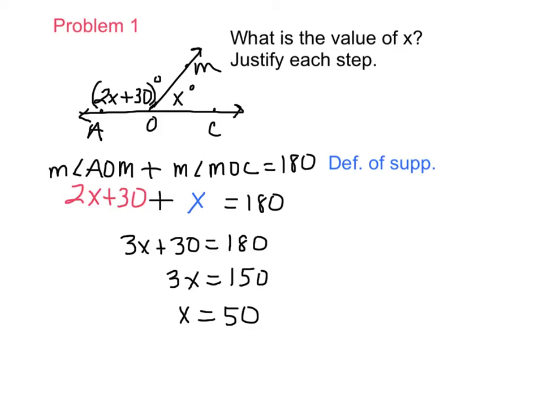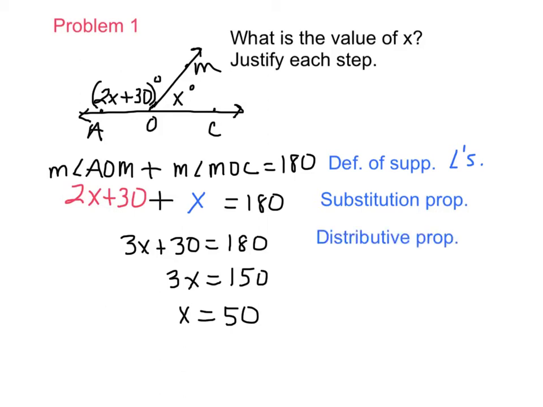So the first thing is that we know by the definition of supplementary angles that we can set up our equation. Now notice I am completely abbreviating, which is fine. You'll notice a lot when you do proofs that you can abbreviate a lot of your reasons. So the definition of supplementary angles. The next thing I did is I substituted in what the measures of those angles were. So I used the substitution property.